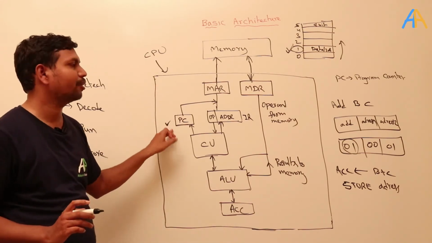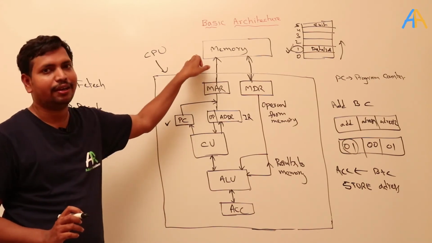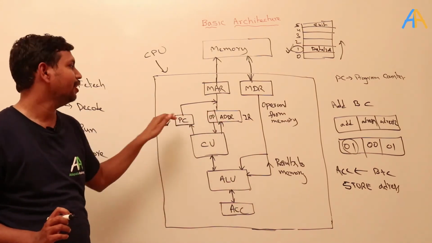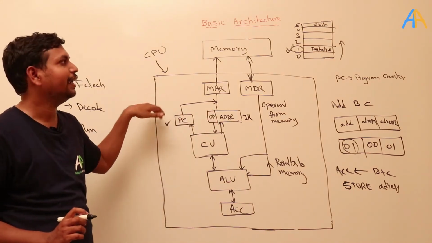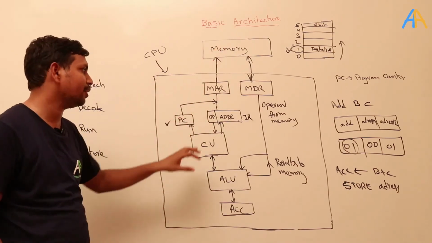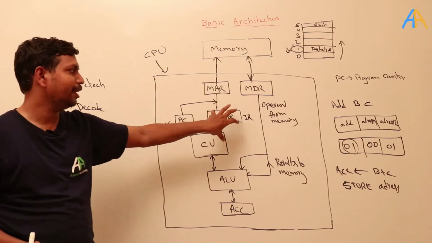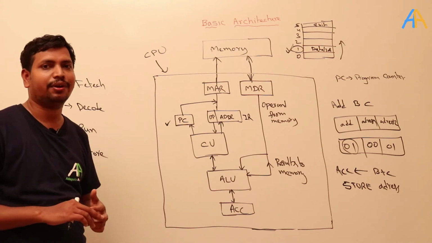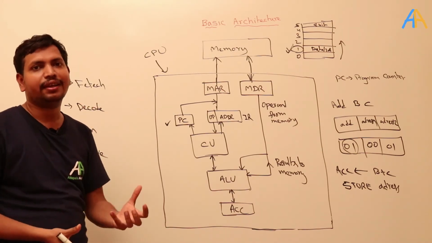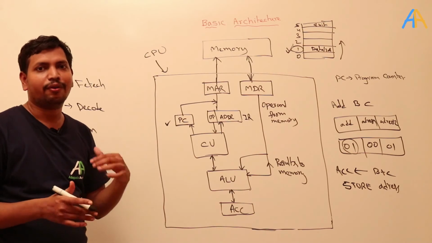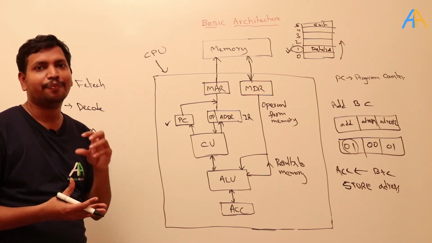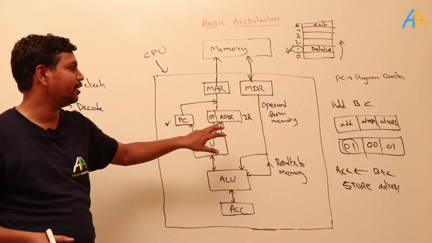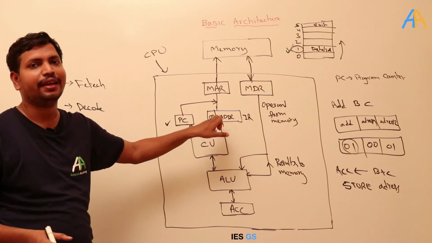The program counter will point to the address, so it will go to that address, fetch the instruction, and place it in the instruction register. It will increment the program counter so that it can fetch the next instruction. After fetching, it has to decode this instruction. Every instruction usually contains what it has to do and from which memory locations it has to fetch the data. So the instruction register contains the opcode plus the addresses from where it has to fetch the data.